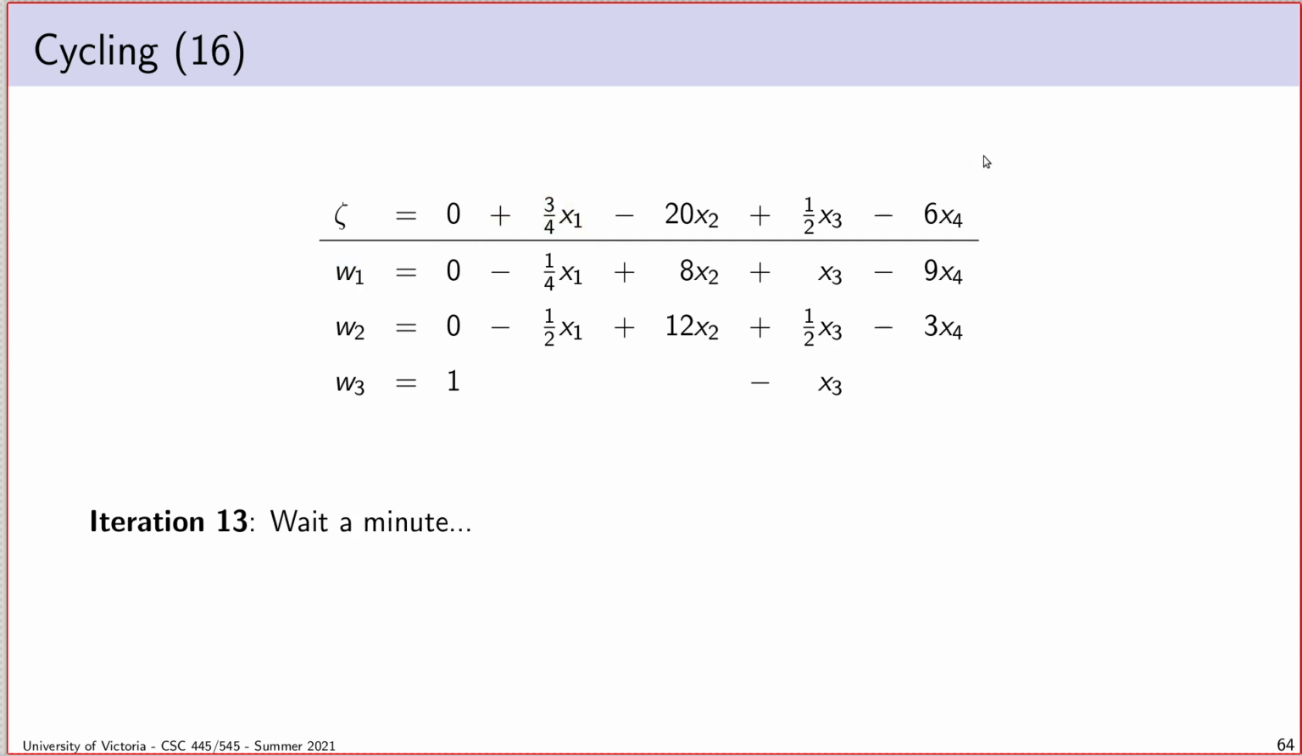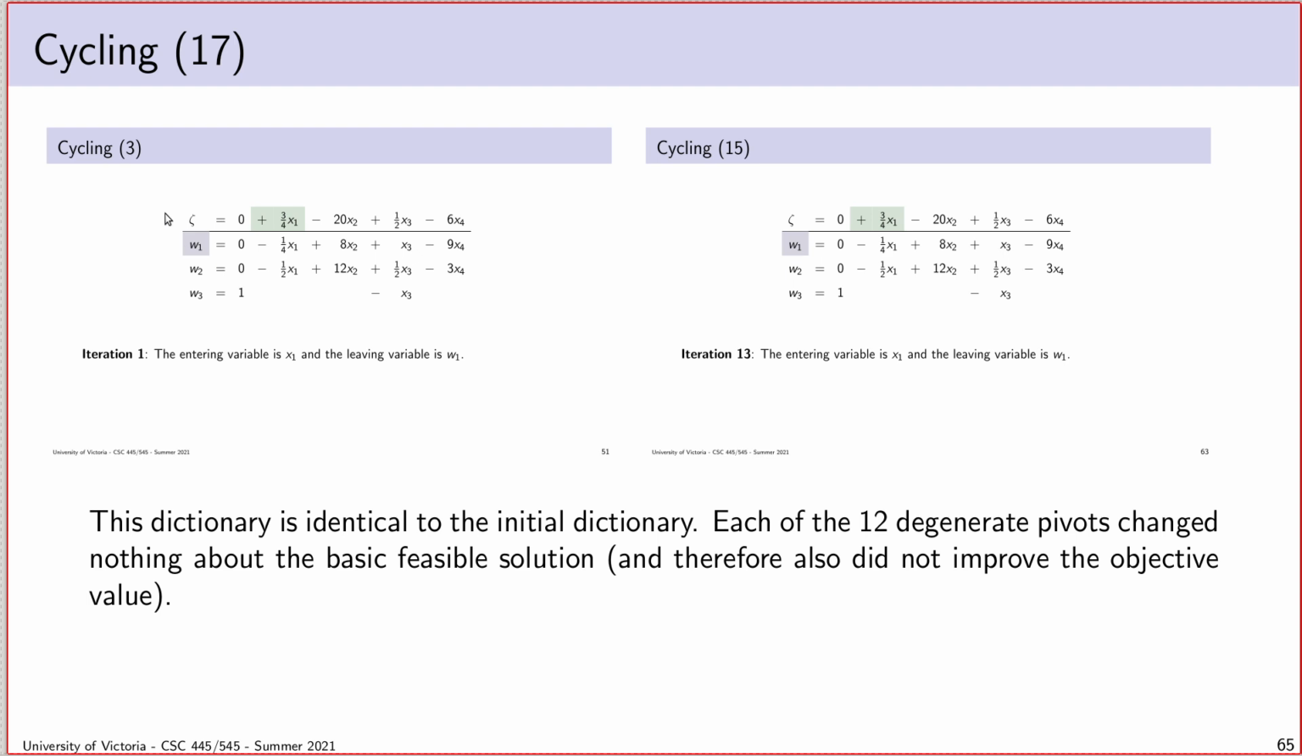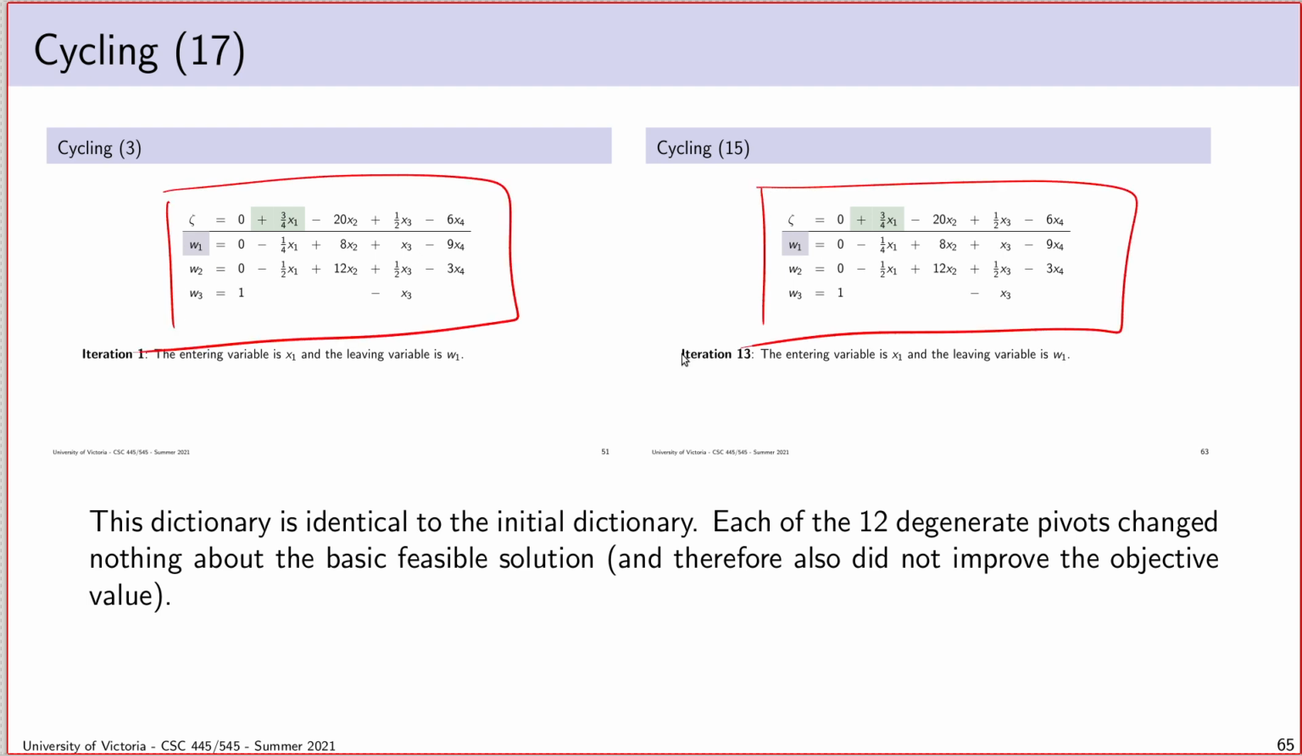So I've ended up walking around in a circle. I have done a bunch of pivots. I appeared to be getting some work done, and I ended up back at my initial dictionary. So here's my initial dictionary. Sorry if it's too small to see. And here's iteration 13, or just before iteration 13, so 12 dictionaries later. And I ended up exactly where I started. And each of the pivots that I did not change my basic feasible solution.